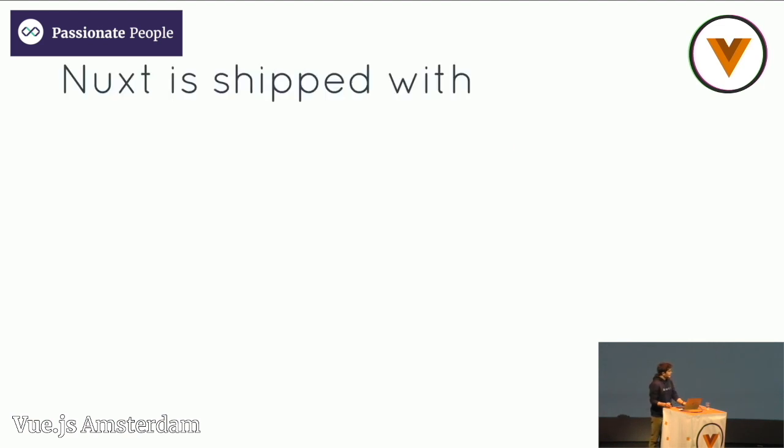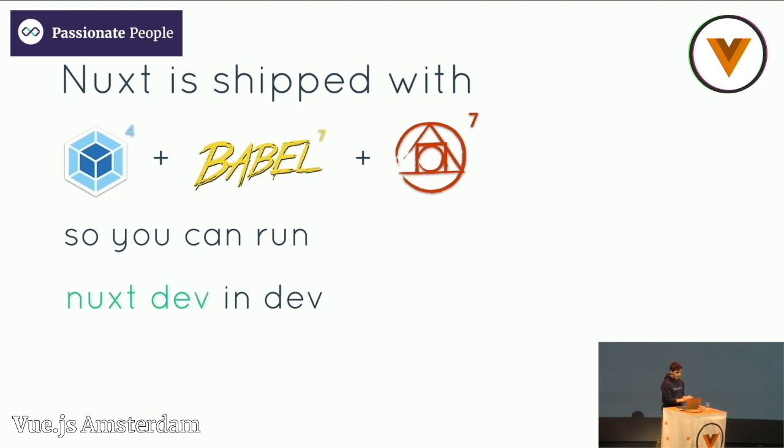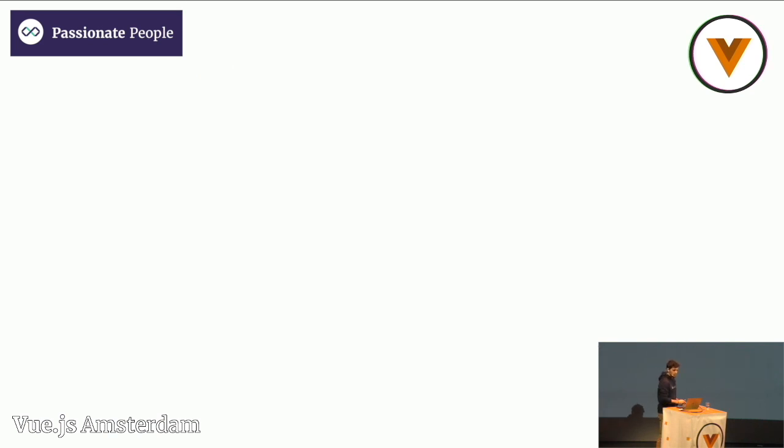So Nuxt is also shipped with Webpack 4. Soon we will support Webpack 5 as soon as it's released. We have Babel 7 and PostCSS 7. That's the logo. So you can run nuxt dev in development and have hot module replacement, and nuxt build to bundle your application for production.